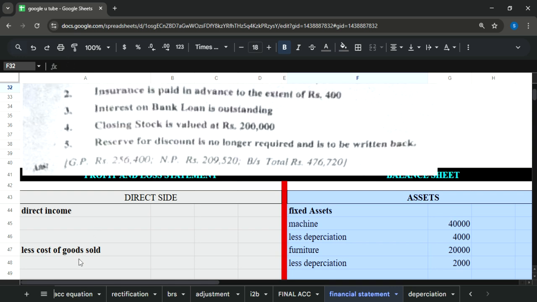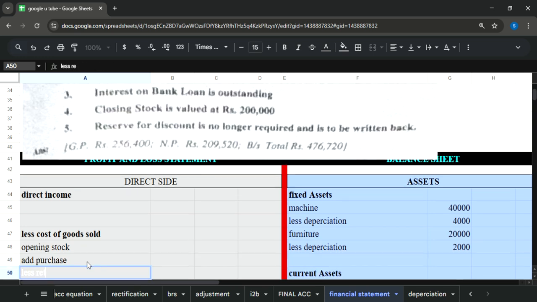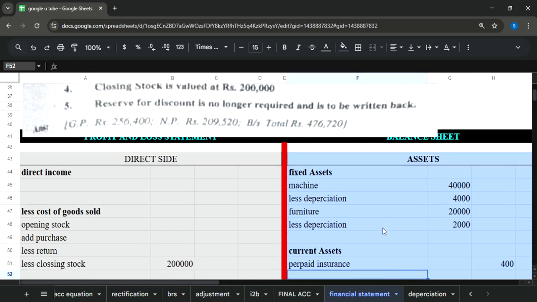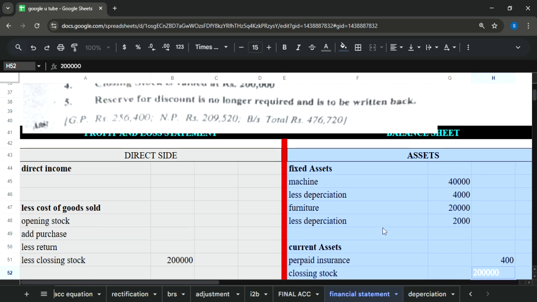So for that purpose you will go to cost of goods sold, where the first step is to write opening stock, then you will add purchase, after that you will mention return, then it would be closing stock, and this closing stock is mentioned over here, which is 2 lakh. As the first effect you will write it in cost of goods sold, and secondly you will go to current asset, and there you will mention closing stock, which is 2 lakh.